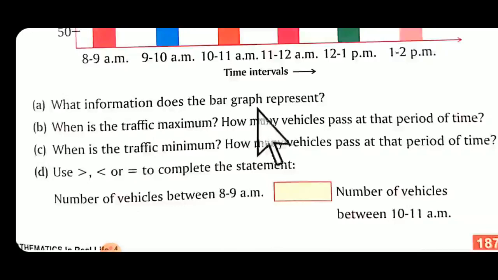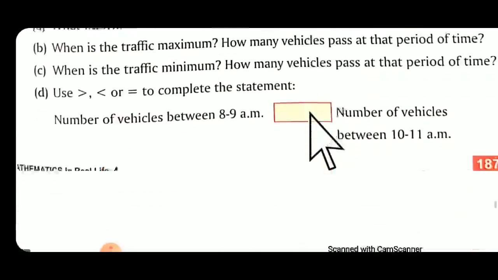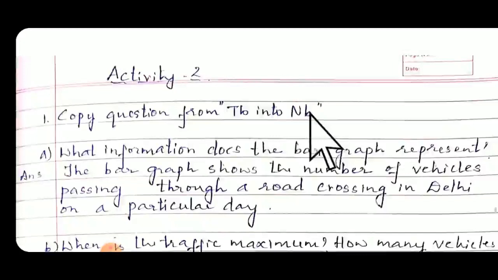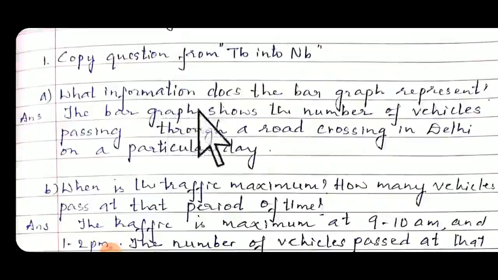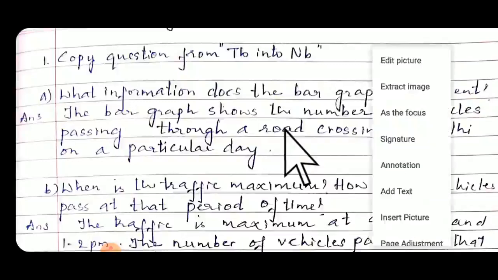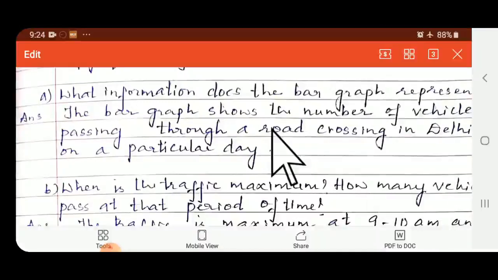What information does the bar graph represent? It is written here. The bar graph represents or shows the number of vehicles passing through a road crossing in Delhi on a particular day. That is, they have given the date. They have given the date, which is 7th of March 2014.